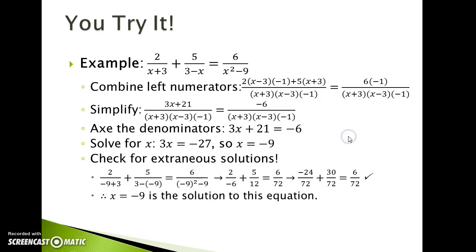Last but not least, check for extraneous solutions. Plug that negative 9 in for every value of x in the original equation. Mind the parentheses here. It's negative 9 times itself squared, which is positive 81, minus 9 is where we get that 72 from. At any rate, it works out. So therefore, x equals negative 9 is the solution to this equation, and I hope it's the one that you got when you tried it on your own.